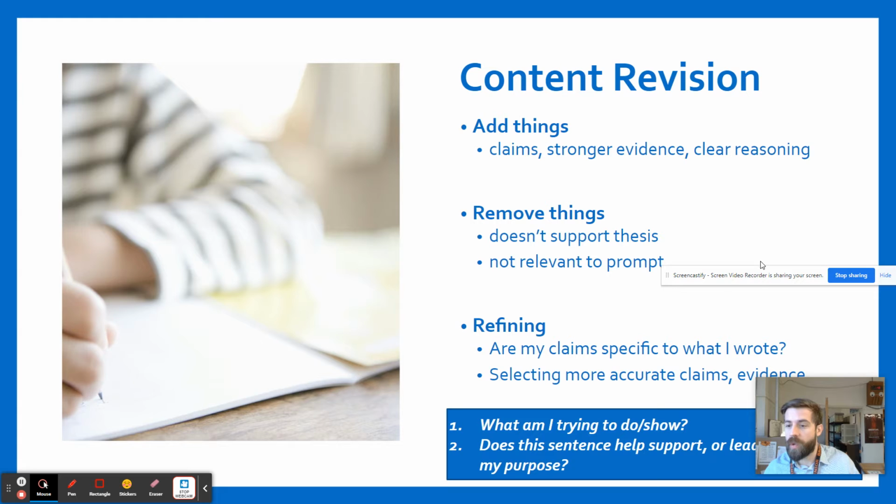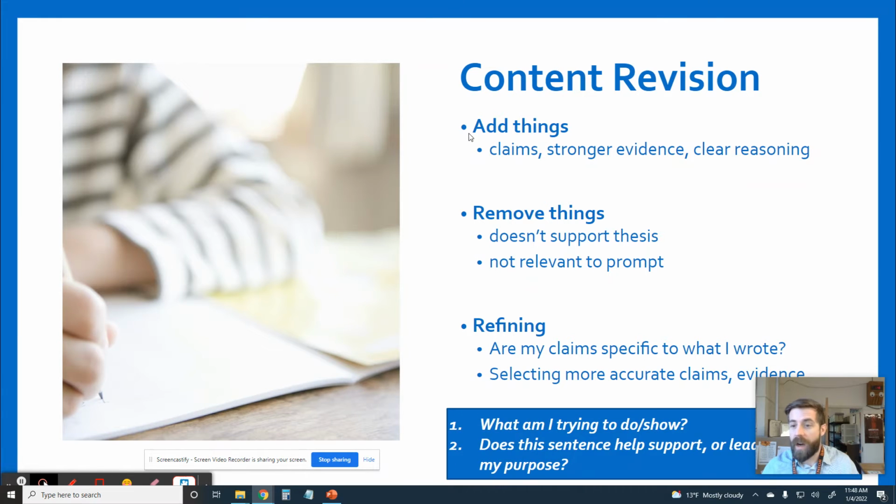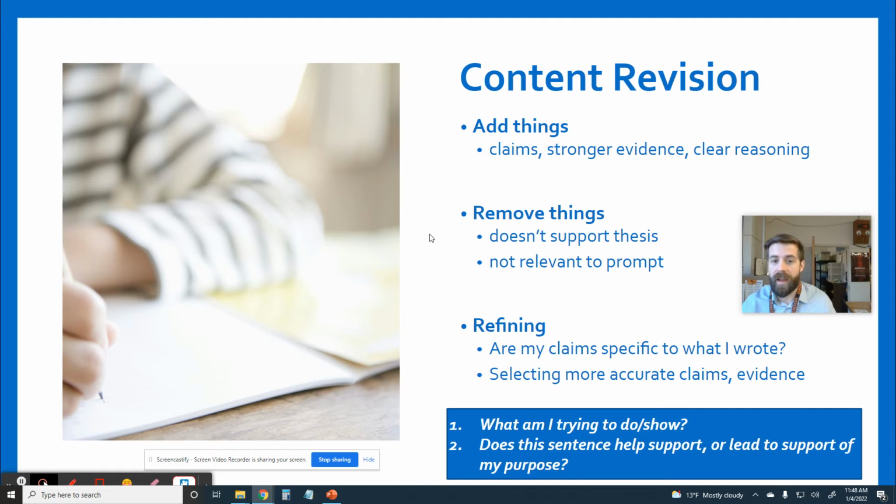So some things you might want to do when you're going through and doing that content revision, you might be adding things to make your evidence more clear, your reasoning more clear. You might be adjusting your claims. You might be removing things, right? Because you might have a sentence or a whole paragraph that doesn't necessarily fit into the writing task. You need to be willing to get rid of those things. If it's not helping you answer a question or show what you're needing to show, get rid of it and come up with something that does. And then lastly is kind of just that refining, polishing of ideas, not necessarily of language, but of ideas.